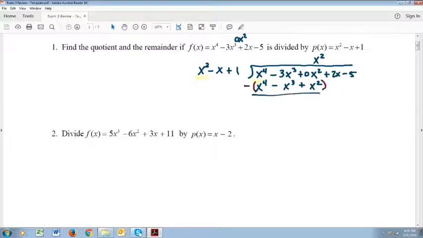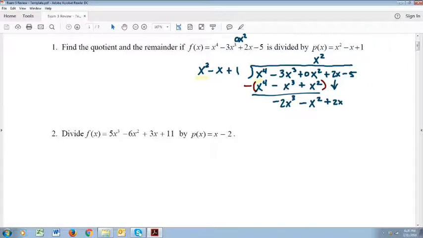Now I have to subtract that from what's above. x to the fourth minus x to the fourth is 0, which we would expect. We've got negative 3x cubed minus a negative x cubed, that'll be plus 1x cubed, so we'll get negative 2x cubed. We've got 0x squared minus x squared, so we'll get minus x squared. And then we need to drop that 2x term. Each time we should end up with three terms because our divisor has three terms.